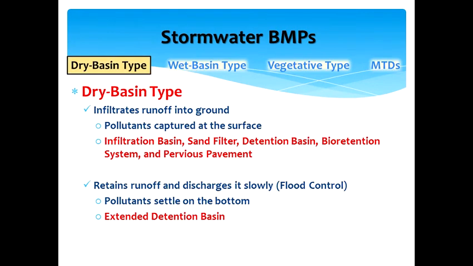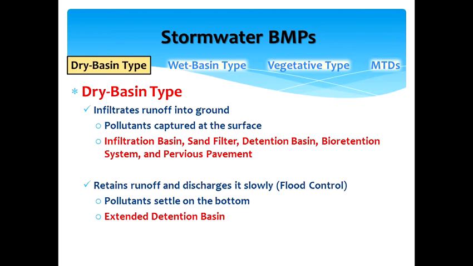To reiterate, dry basin type BMPs are normally empty of water, meaning no visible water or ponding in the bottom of the BMP. This type includes infiltration basins, sand filters, extended detention basins, bioretention systems, and pervious pavement. These BMPs remove pollutants from runoff by trapping them at the surface while runoff soaks through the bottom of the basin into the subsurface layers.